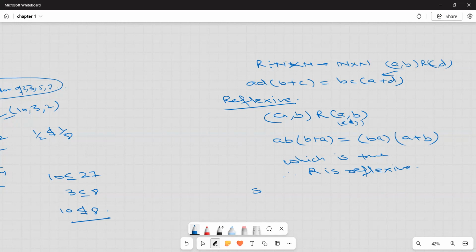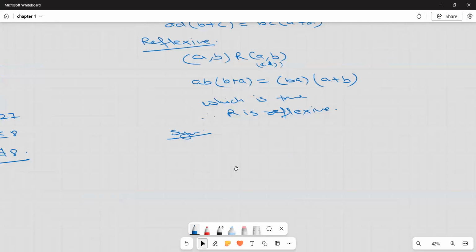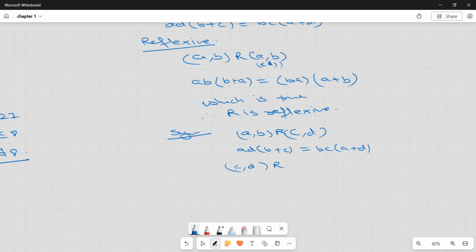Then symmetric. For symmetric, what will you do? If AB related to CD, then AD into B plus C is equal to BC into A plus D. This is given. You have to show CD related to AB. So this is your rough work. A, B, C, D, right? With the pencil, you will write this so that your calculation doesn't go wrong.